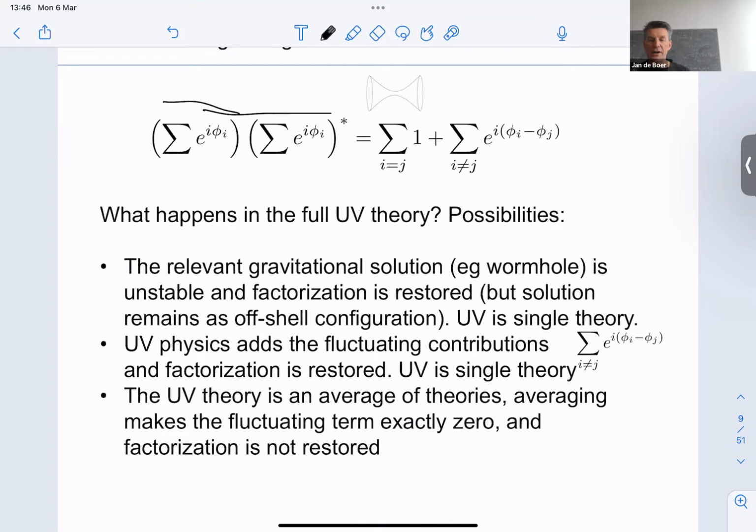Yes, sir. Can I ask you a question? Yes. Is it like we have a wormhole solution in the IR and there is no wormhole solution in the UV? Is that true? That would be the first scenario, yeah, that you have in the IR what appears to be bona fide wormhole solutions, but then in the UV, you could argue they will be destabilized by brane anti-brane nucleation, for example.